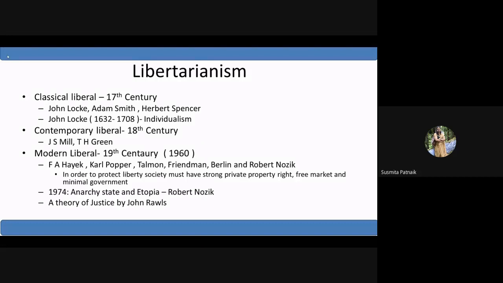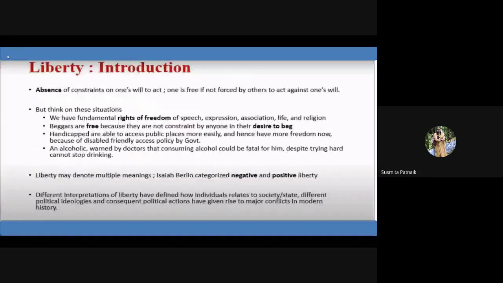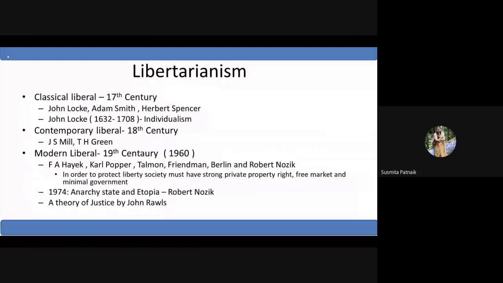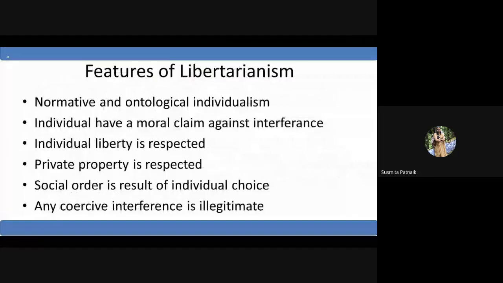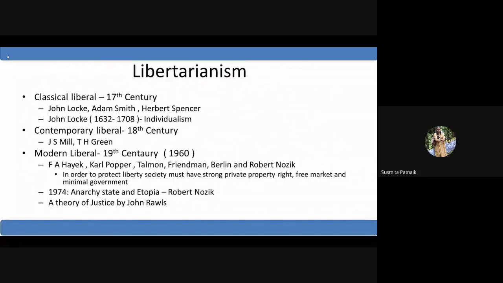So one thing is that the classical liberals are the main supporters of the theory of natural rights. They say that the state is nothing but a mere collection of individuals, and that the best government is the one which governs the least. The state is only a laissez-faire state.